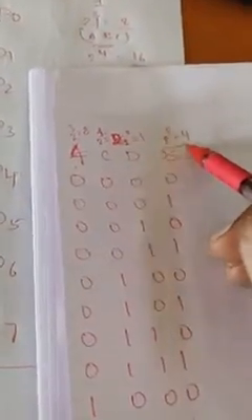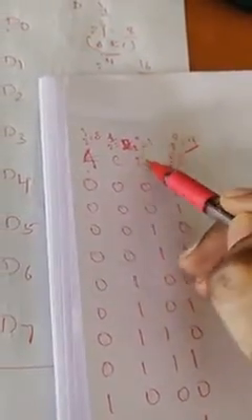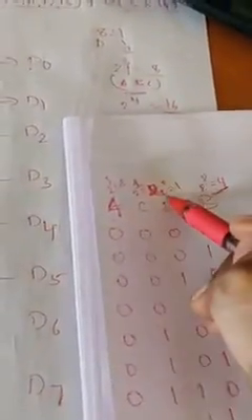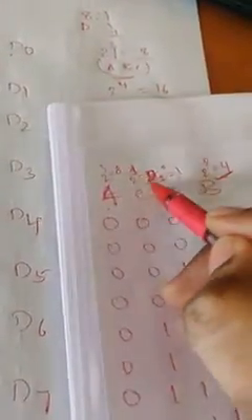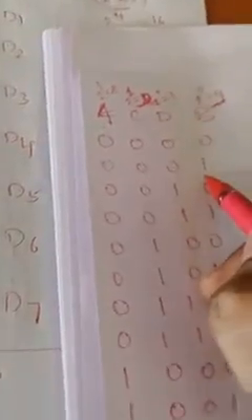And B value, what was the B value here? 2 to the power of 2, 4. So I'll write it last, so still the value of B will be 4 itself. What is the value of D? 2 to the power of 0 is 1. What is the value of C? 2 to the power of 1 is 2. So if you find 1 in B column, what is the value of this?